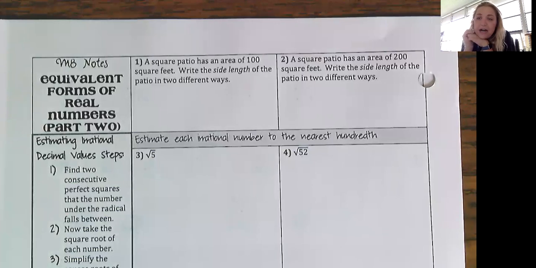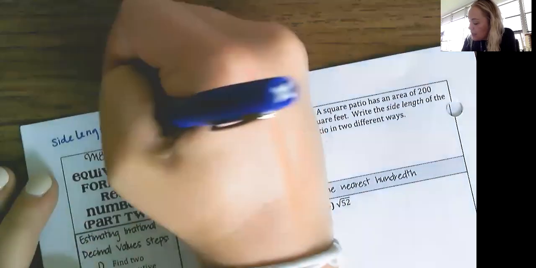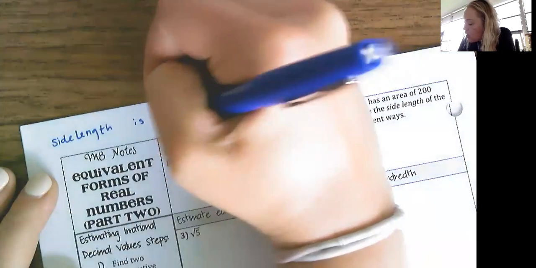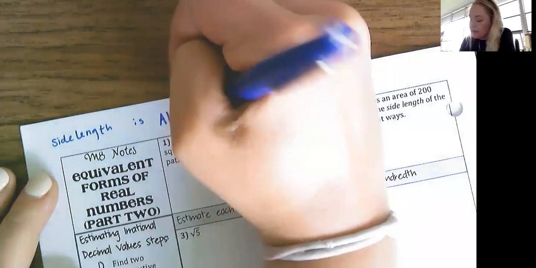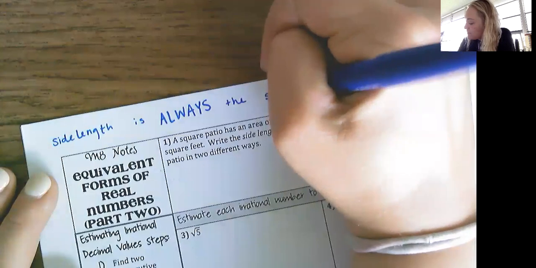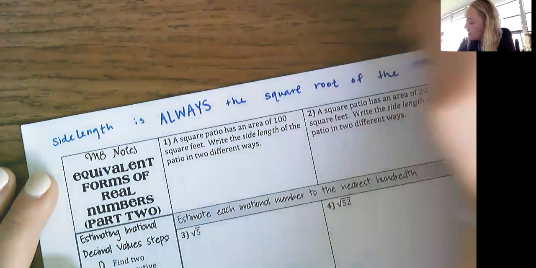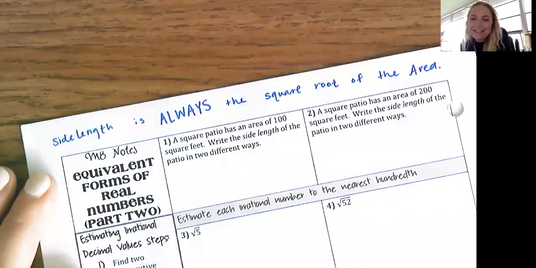And just in case you forgot, side length is always the square root of the area. So I'm going to write something at the top of my paper. At the top of my paper, I'm going to write side length is always the square root of the area.